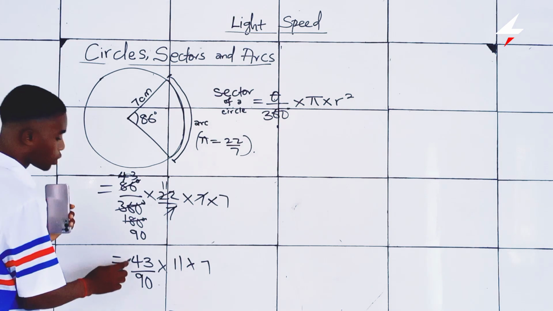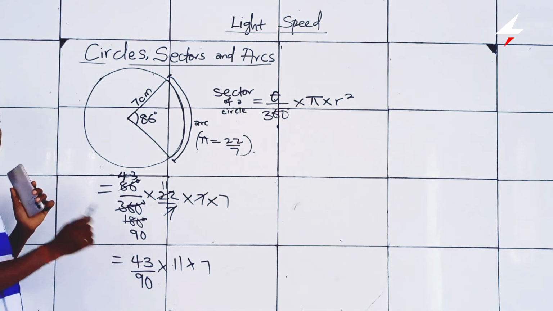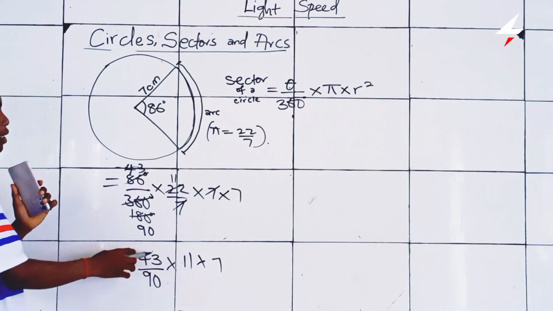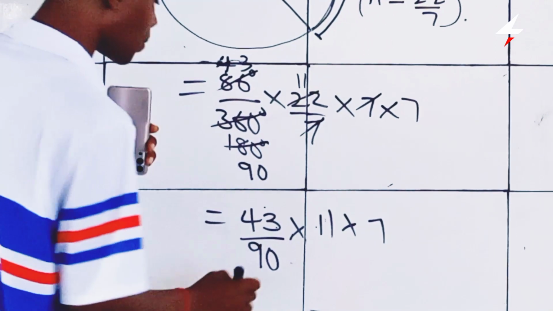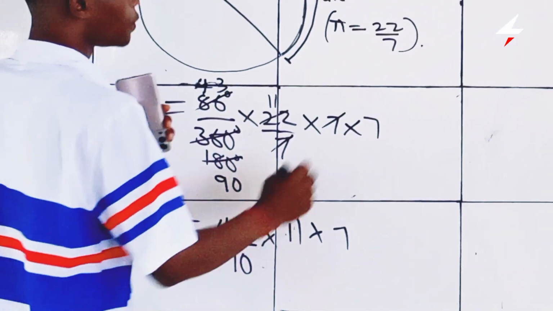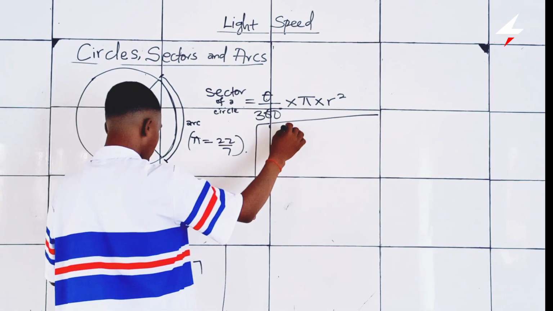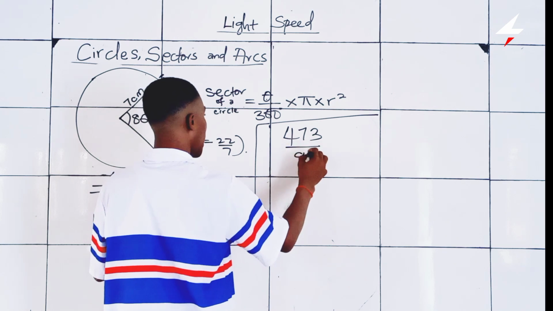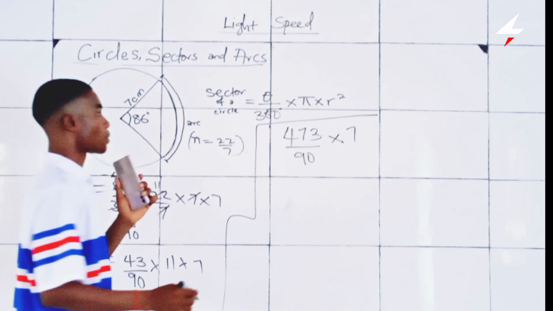So let's do 43 times 11. When we do 43 times 11, that will give us 473. There's a trick; watch my other video on how to do 11 times multiplication with 2-digit numbers. It's very easy. So we'd have, let's draw a line here so you don't get confused, 473 over 90 times 7.